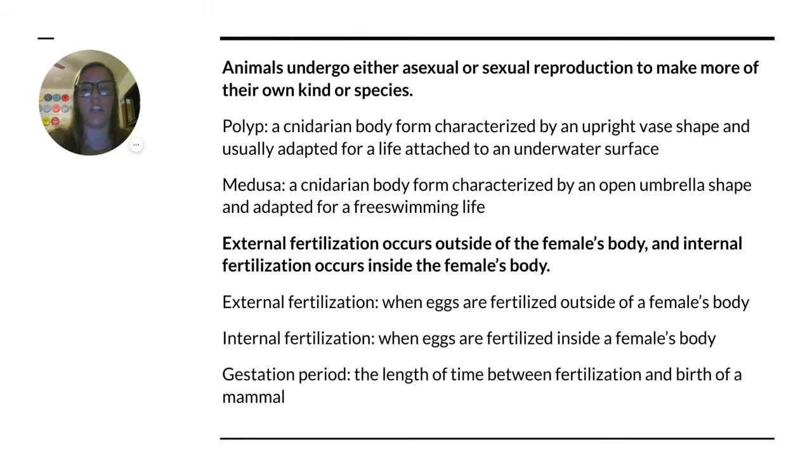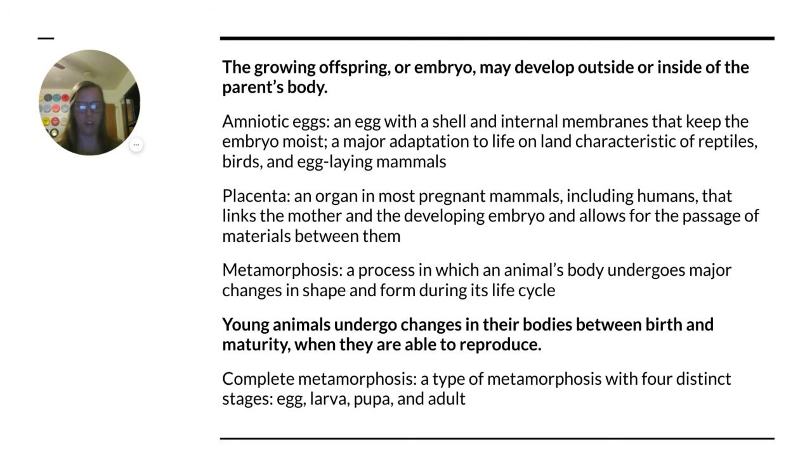External fertilization occurs outside of the female's body, and internal occurs inside the female's body. So external when eggs are fertilized outside of the body, internal when they are fertilized inside. Gestation period is the length of time between fertilization and birth of a mammal. The growing offspring or embryo may develop outside or inside of the parent's body.